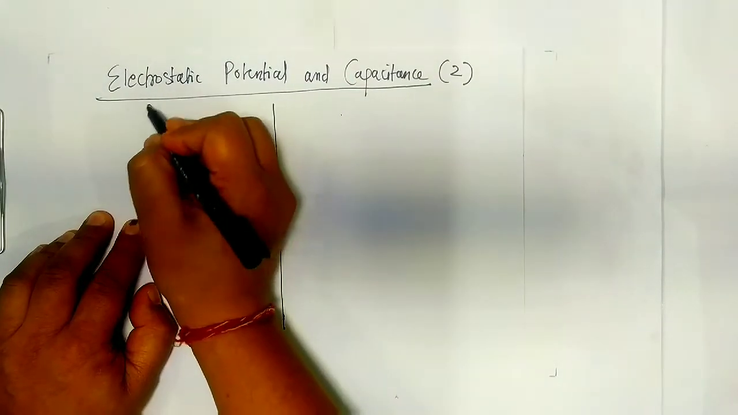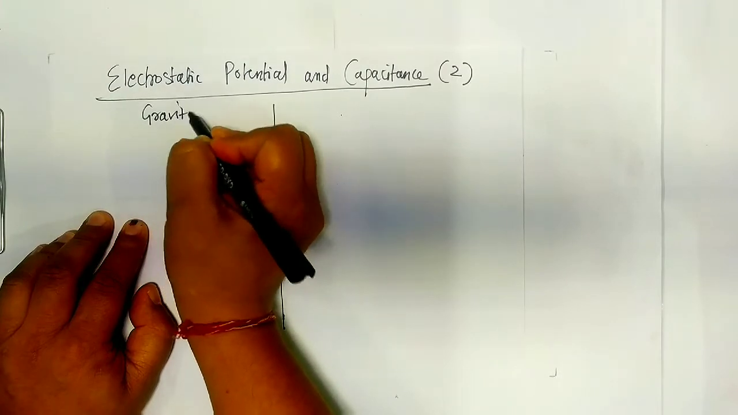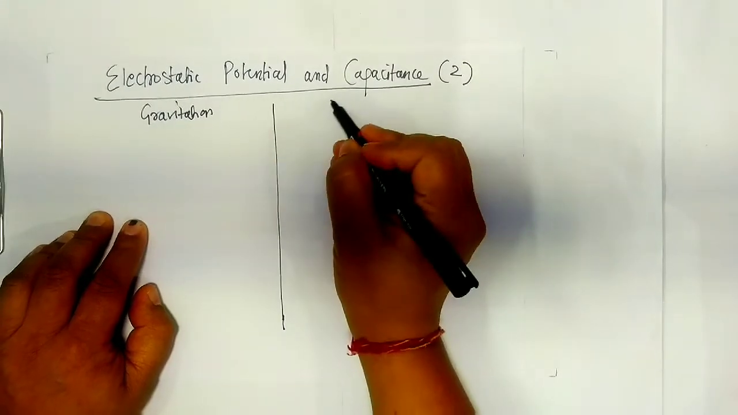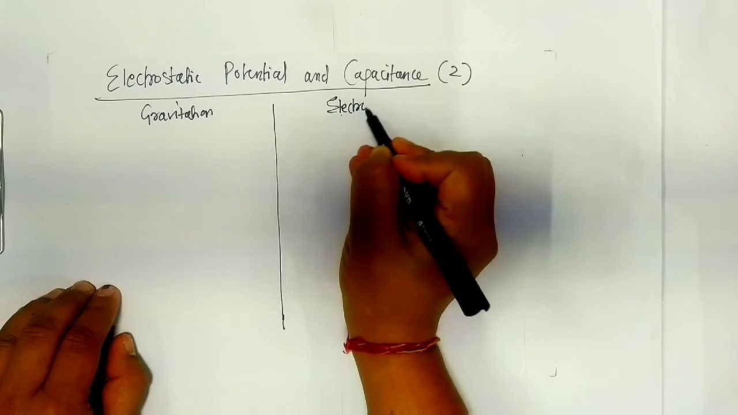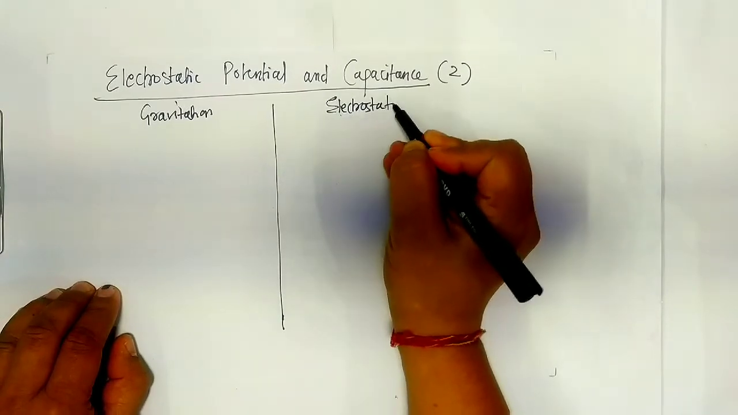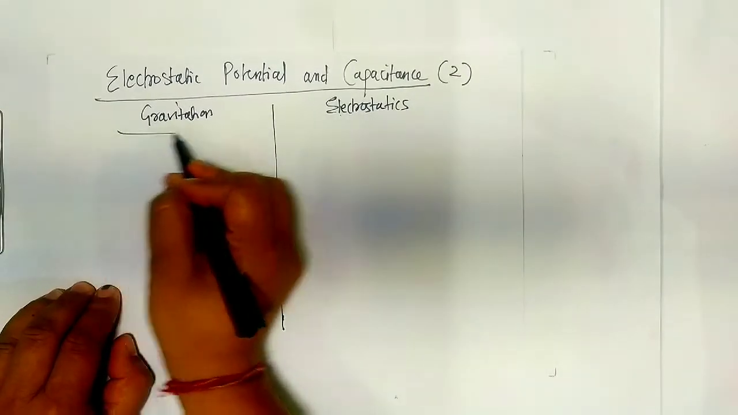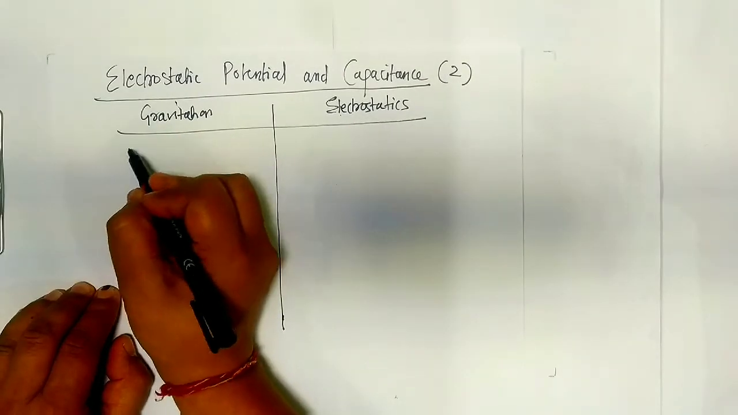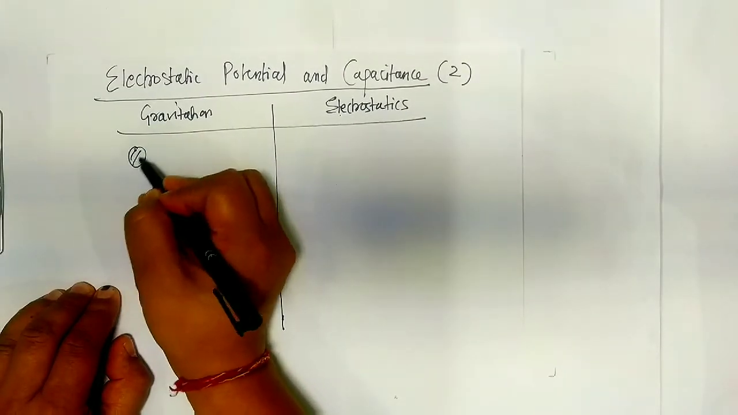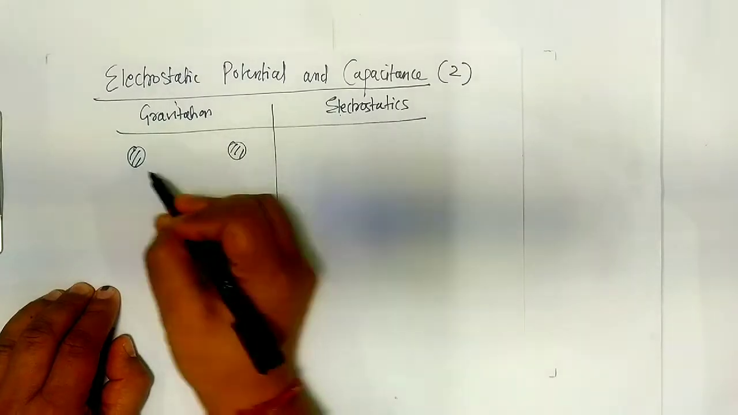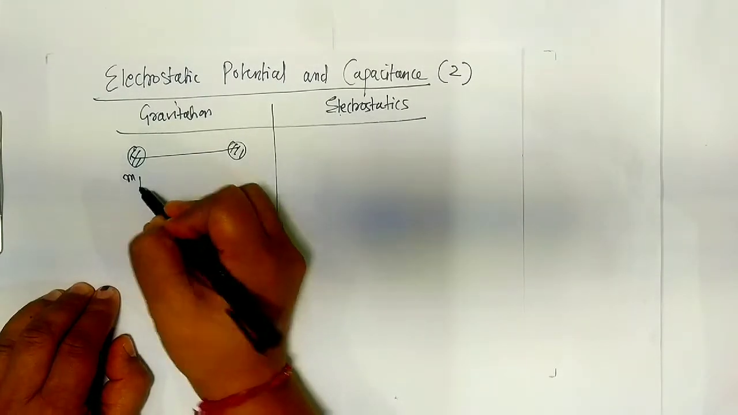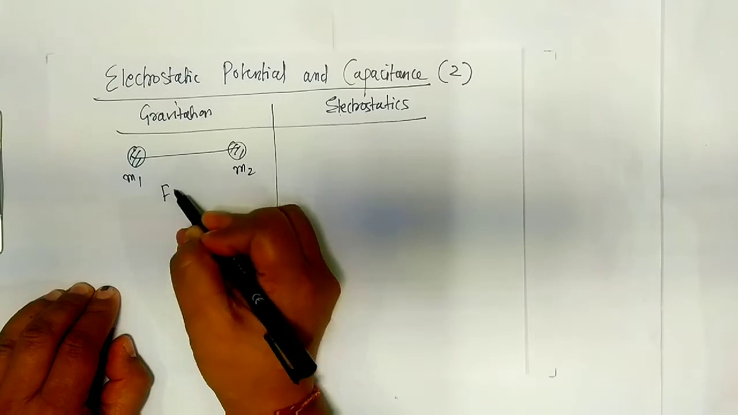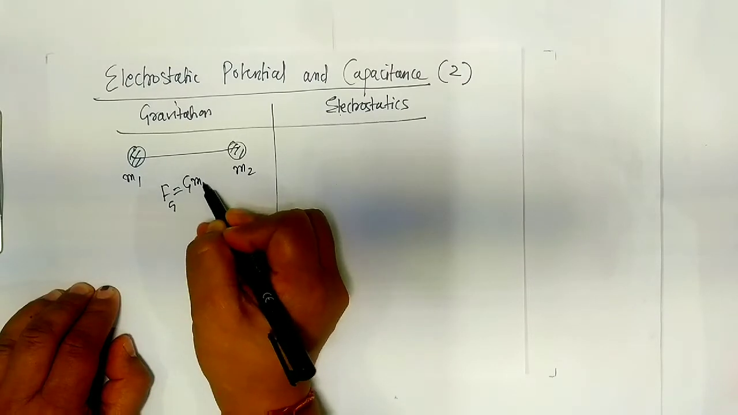One is related with the gravitation and the other is the electrostatics. Just we will relate it. We'll see how the mass and the charge are analogous to one another. In the gravitation, the first force was between the two masses. Remember? M1, M2, and this force was gravitational force G M1 M2 by R square.